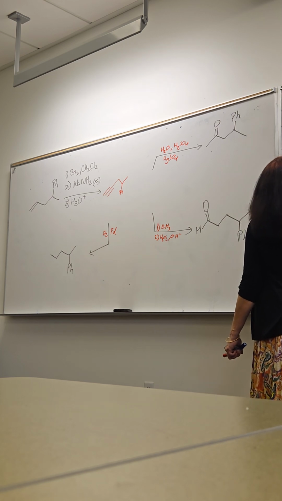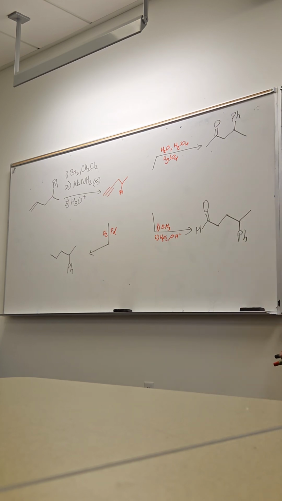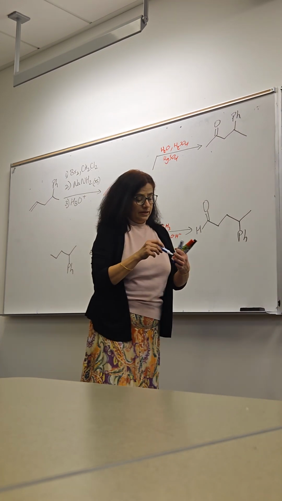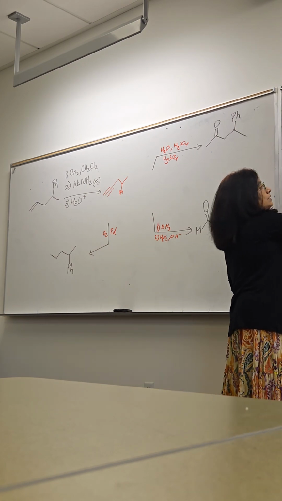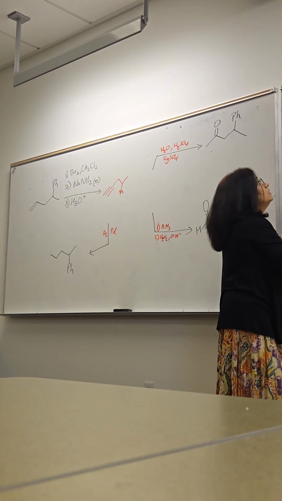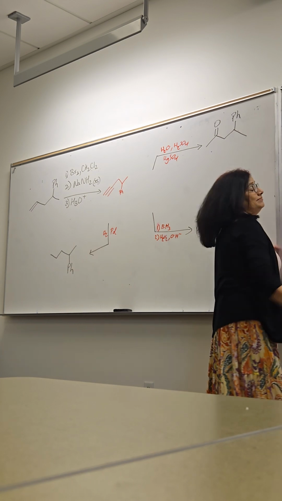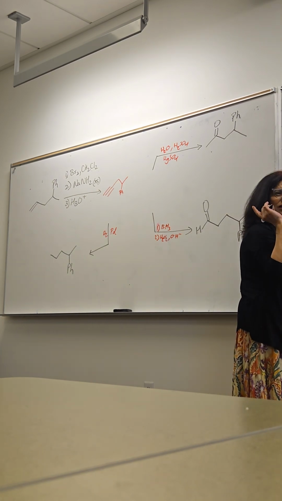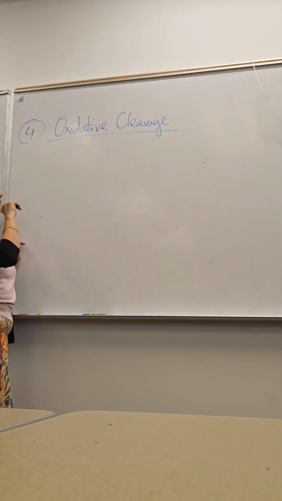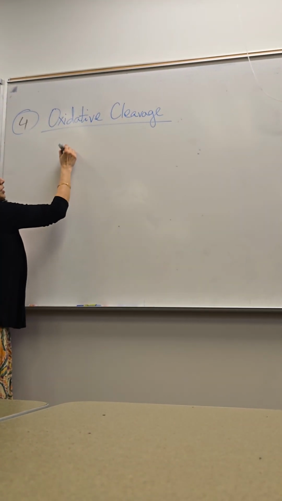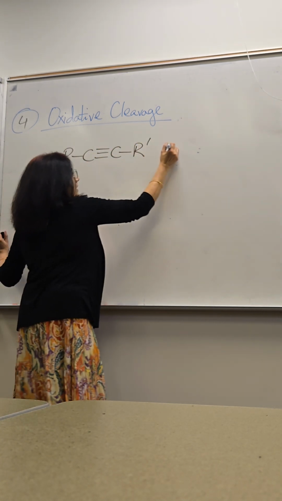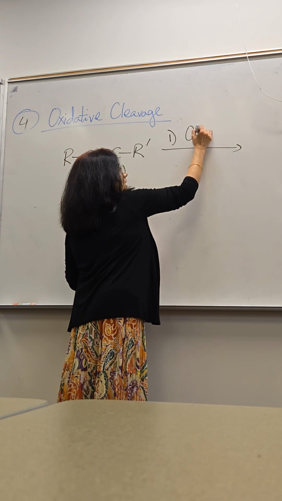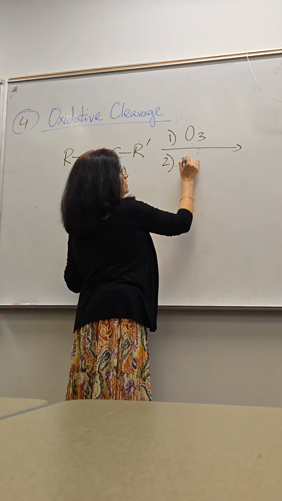If you remember ozonolysis of alkenes, alkynes can also be ozonolyzed, but with a different outcome. And this is the interesting part. Alkynes can also be ozonolyzed, but with a different outcome. Can someone tell me what is the outcome when alkenes are ozonolyzed?